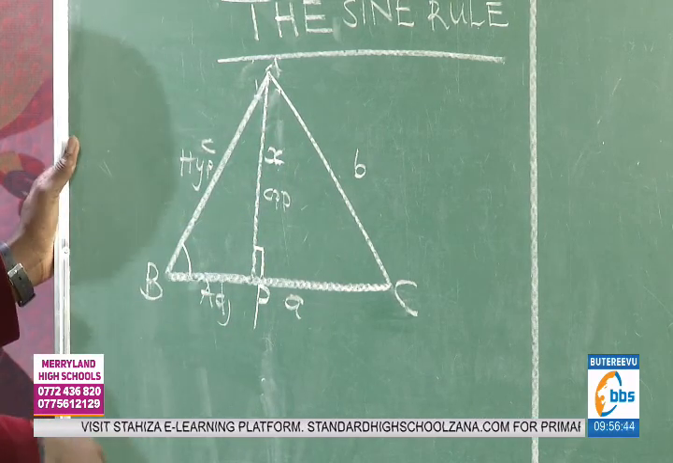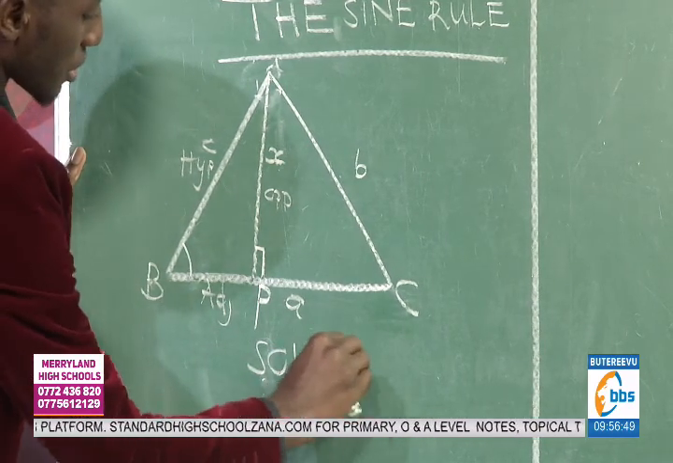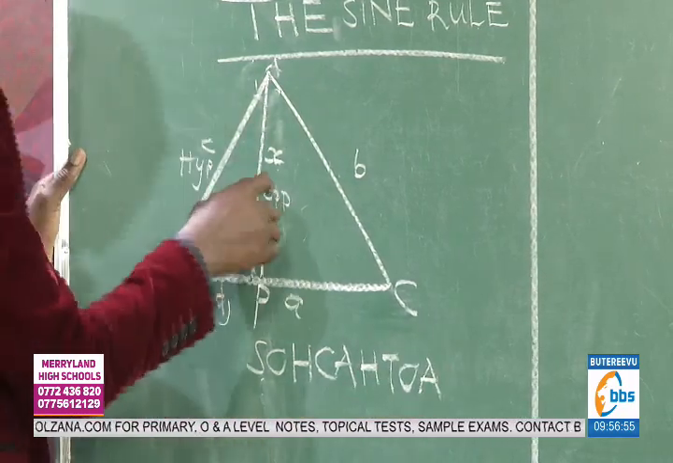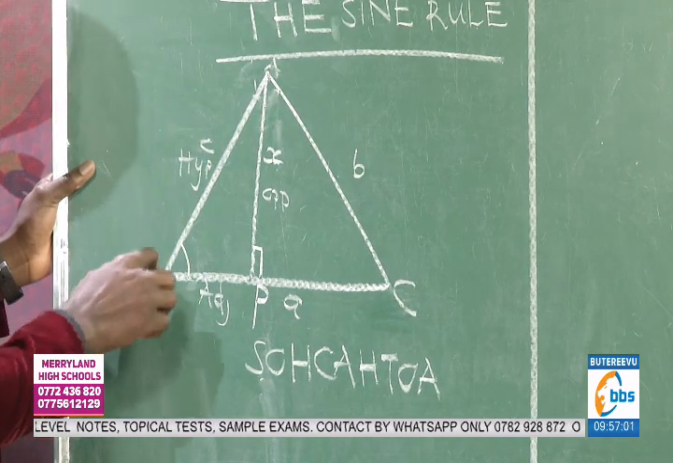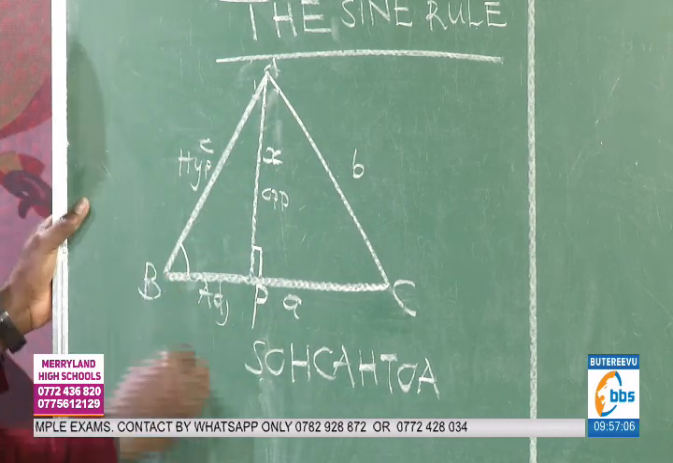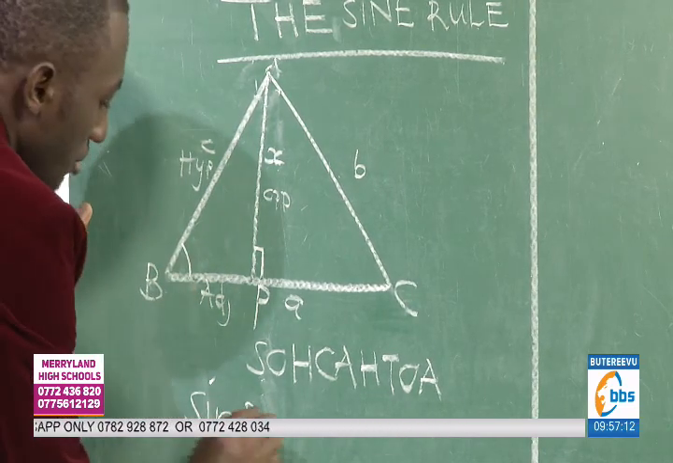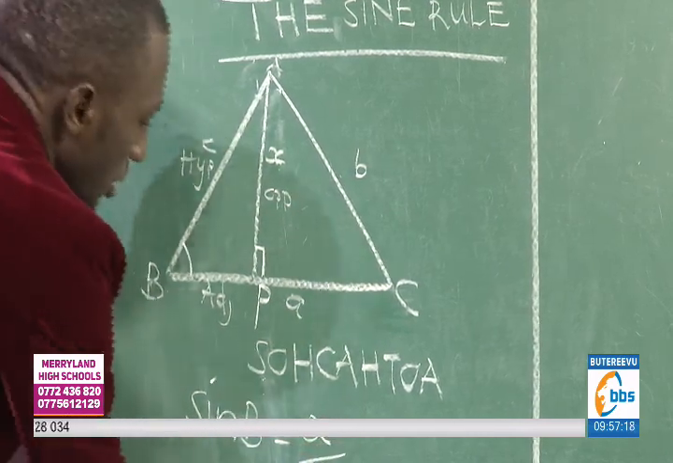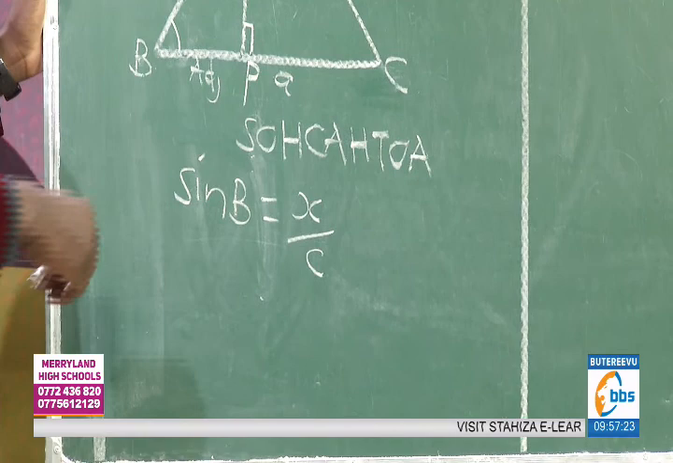So we are going to go back and use the soccer tower, as we have been doing in the previous concepts and previous numbers. If I want to get the opposite, and I have the hypotenuse, it means that I'm going to use the sine. I also have the angle B. So when I use the sine of angle B, sine B will be equal to the opposite, which I'm looking for, x, out of the hypotenuse, which is C. So sine B will be equal to x out of C.